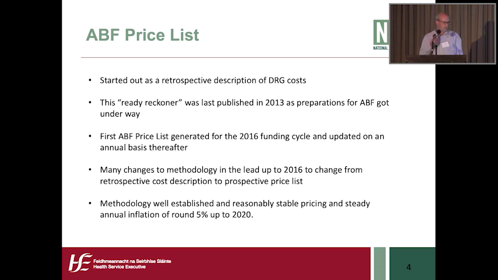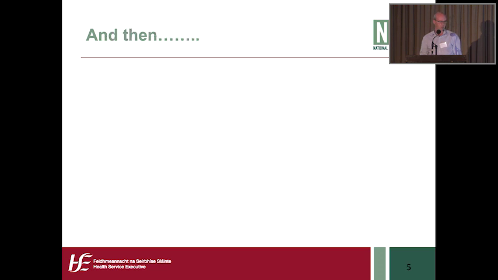But to be fair, we did get it up and running. We were able to get across all the hiccups, and for quite a while there, from 16 to 19, we had a fairly stable price list and annual inflation running around 5% on the base prices over that period.